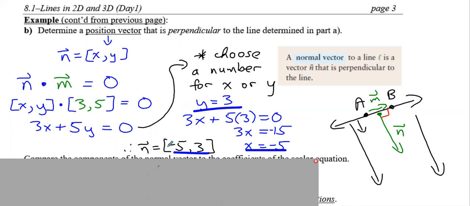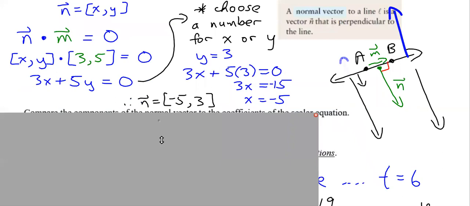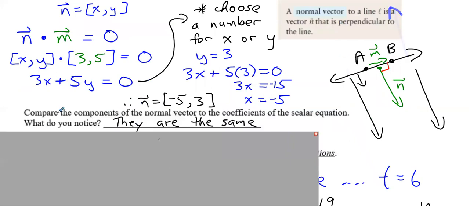So there are multiple normal vectors that can be found, an infinite number as a matter of fact, because you can draw as many normal vectors as you'd like in any direction as long as it's perpendicular to that line.